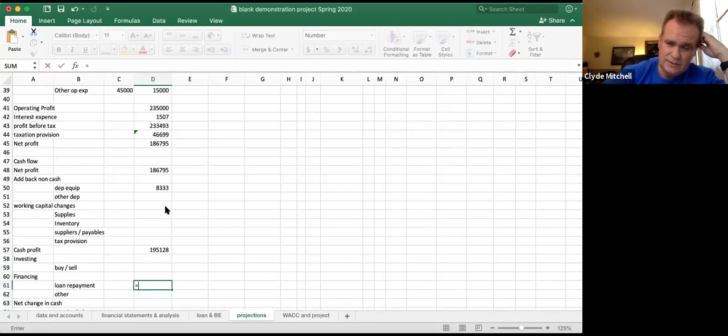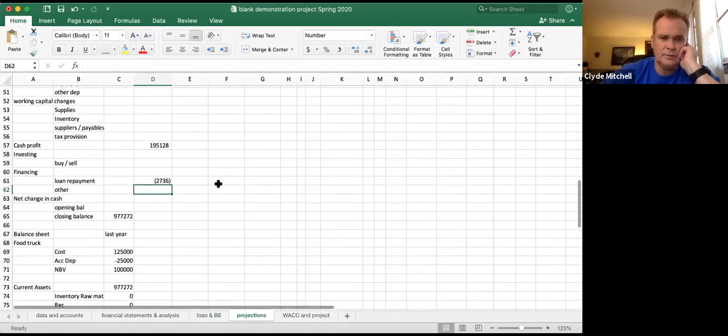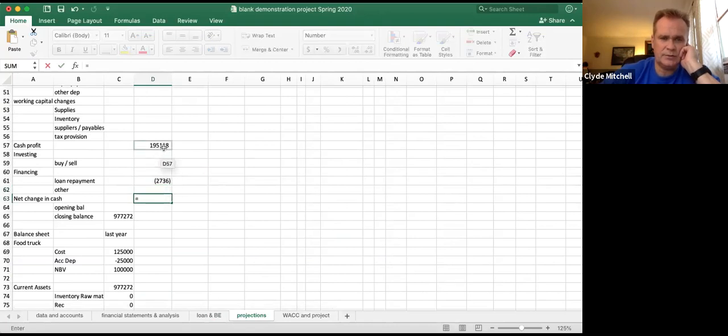Again, I want to keep this as simple as possible, but I do need to bring in my loan payment for the second period. That's the principal of the loan, which will bring me to my net cash. My net cash will be equal to cash profit and my loan payment, which is already a negative. I can bring forward any cash I had from my balance sheet, and that will give me my closing cash balance.